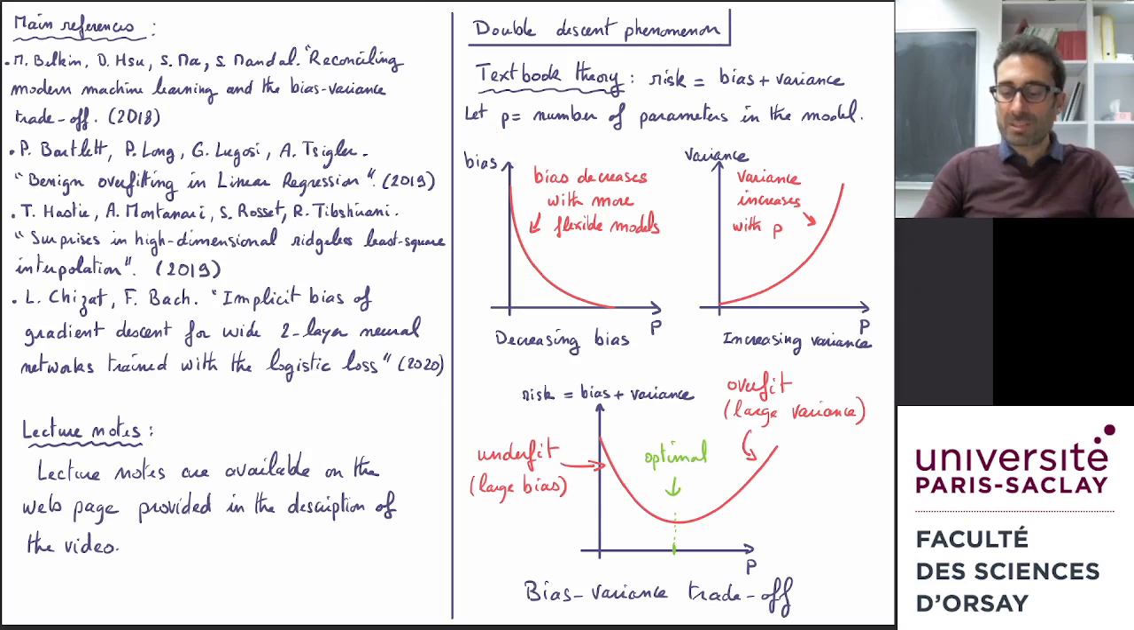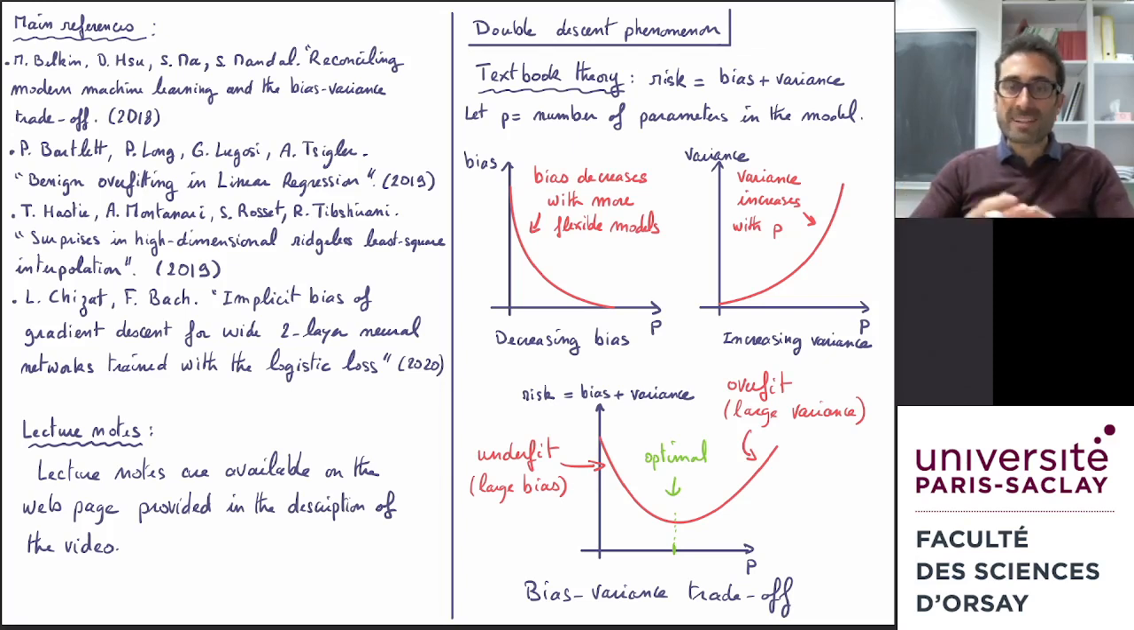When you increase the complexity of your model, you will have more and more flexible models. For this reason, you will have a bias that will decrease because you will be able to have a better approximation. But at the same time, when you increase the complexity of your model, you will have a variance that will also increase. This is due to the fact that you will be more and more able to interpolate the data, and so you will be more and more able to capture all the noise.